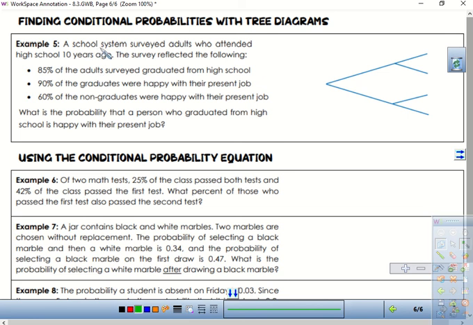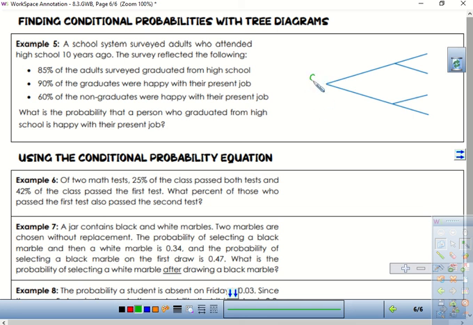So, it says a high school system surveyed adults who attended high school 10 years ago, and the survey reflected the following. So, 85% of the adults surveyed graduated from high school, 90% of the graduates were happy with their present job, and 60% of the non-graduates were happy with their present job. So our goal is to find the probability that the person who graduated from high school is happy with their present job, and we're going to be using a tree diagram.